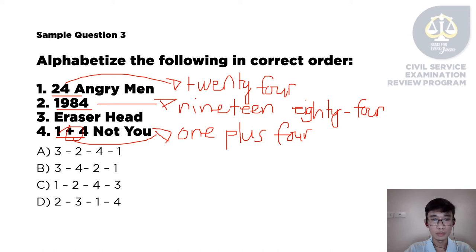So T, let's change the letter. E color. So we now have T, N, O, and E. Okay? So obviously the first letter among all of these that should come first will be number 3, which is letter E. Next one would be number 2, which is N. Okay, E, N, what's next? O, and then letter T will be your final letter. Right? So your answer would be letter A.